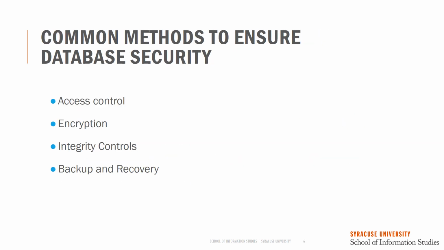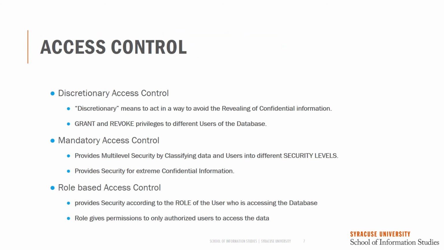Let us see what are the common methods to ensure database security. First, access control. It is common that different users of a database have access to different objects of the database, and so a DBMS must provide mechanisms for regulating access to its objects. There are three types of access control mechanisms: discretionary access control, mandatory access control, and role-based access control.